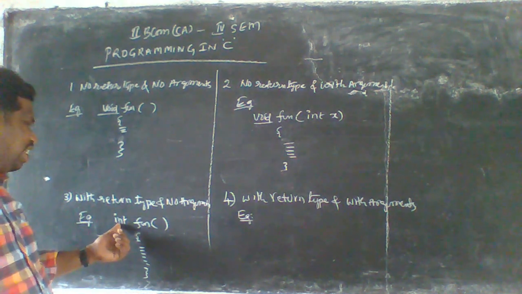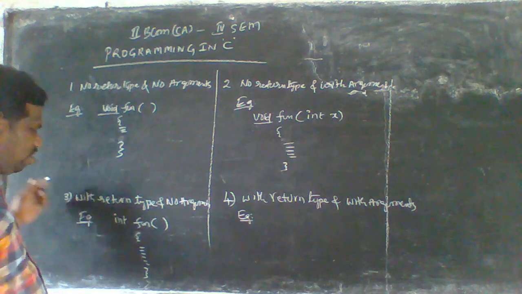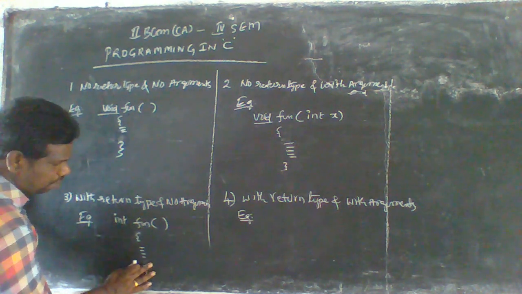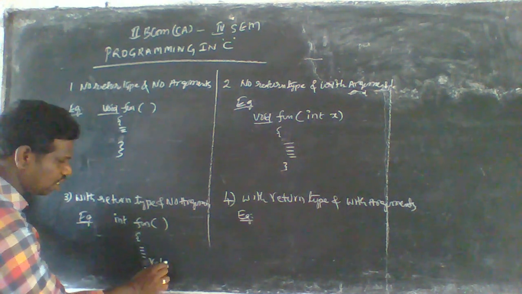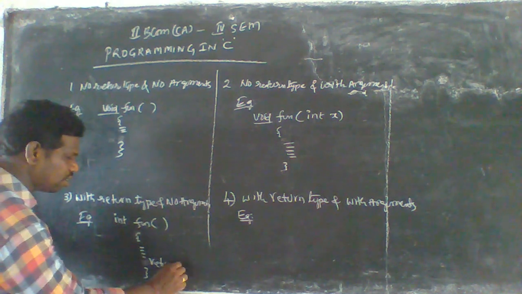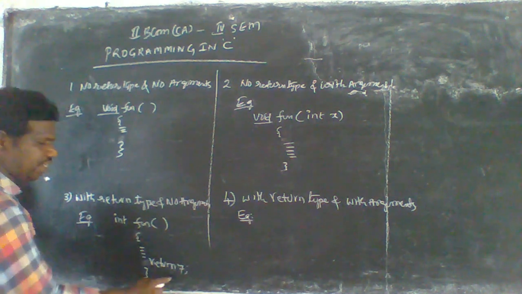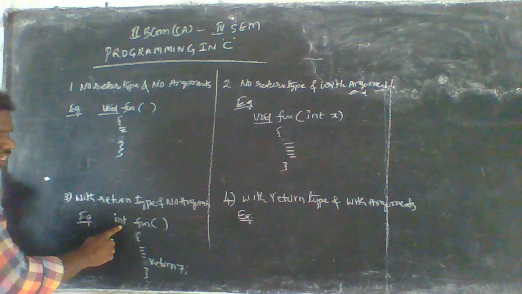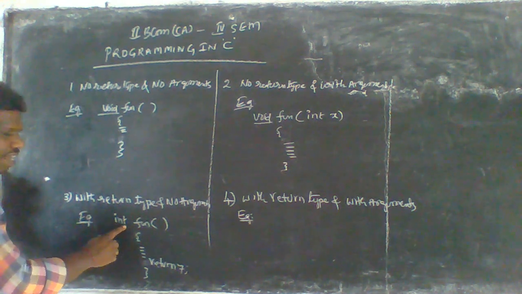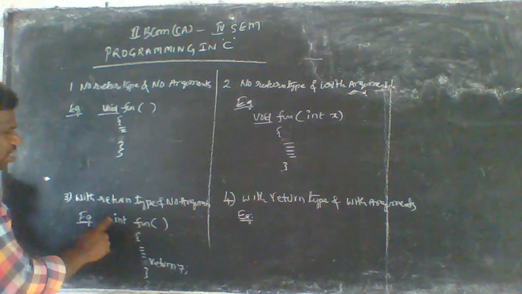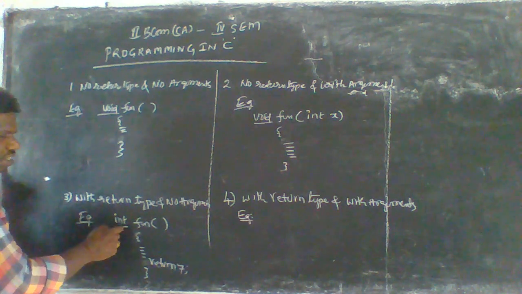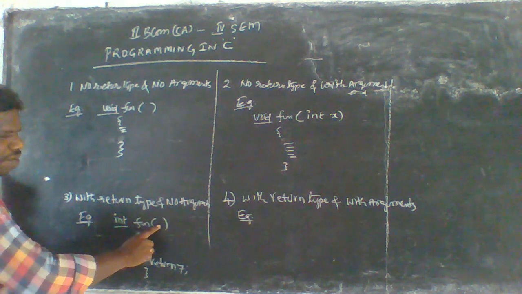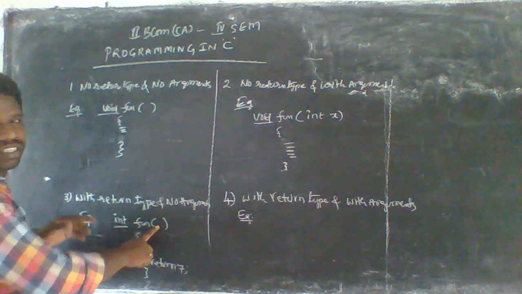So here we can declare and return integer values. That's why here I am going to return 7. This is an integer value, so that's why we can return integer values here. So this is the with return type. That means the return type is available here, but there are no arguments specified here.